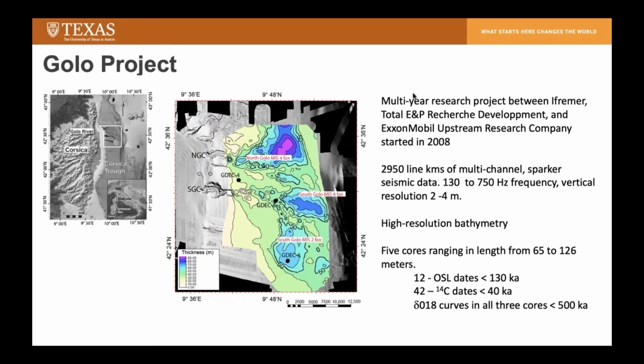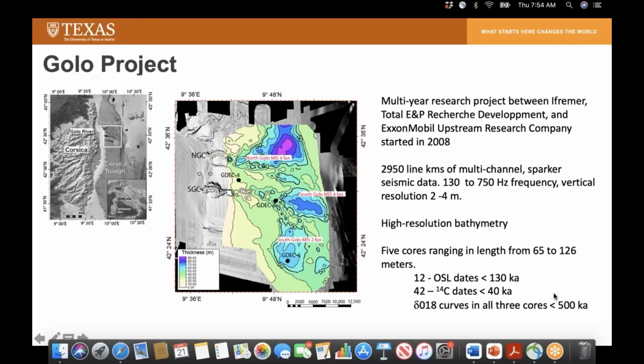So I'm going to talk in more detail now about the Golo project, which Gladys and I worked on at ExxonMobil. Gladys alluded to this a bit in her talk. It's a multi-year research project between Ifremer, Total, and ExxonMobil, started in 2008. We cut 5 cores on the system, and then shot high-resolution seismic and high-resolution bathymetry. Importantly, we did pretty extensive dating of the cores using optically stimulated luminescence, carbon-14, and tying to oxygen isotope curves. So we were able to develop a stratigraphy going back about 400,000 years for the development of these submarine fans.